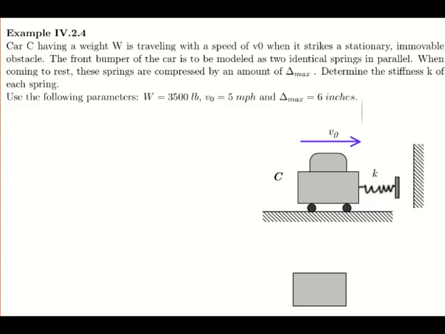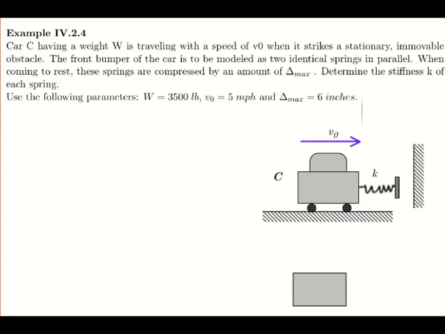Okay, in this example, we have a car which is traveling to the right with some initial speed of v naught. The car has a bumper in front. The bumper is attached to the car with two identical springs, each spring having a stiffness of k. And then when the bumper hits the wall, it sticks.